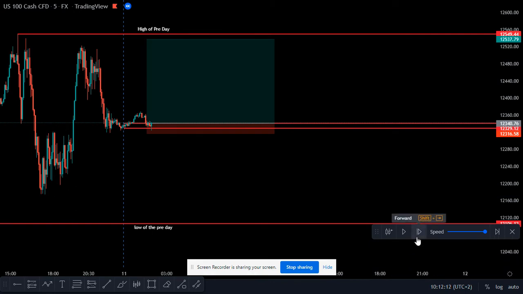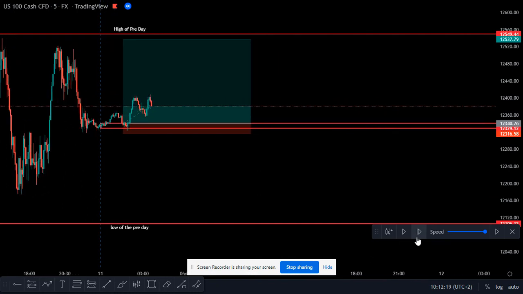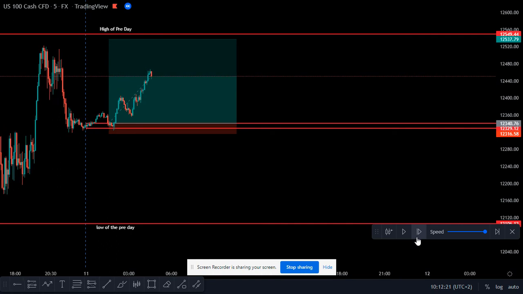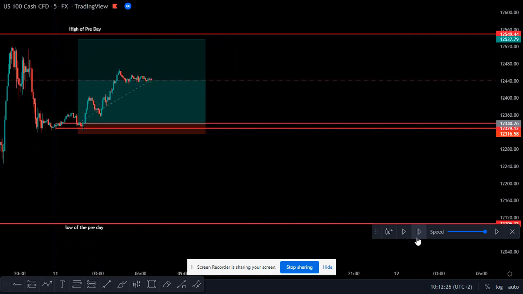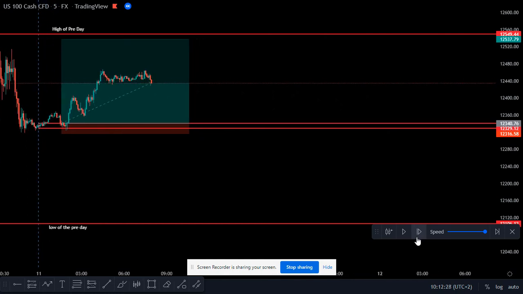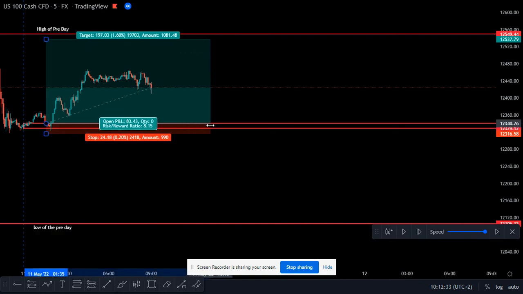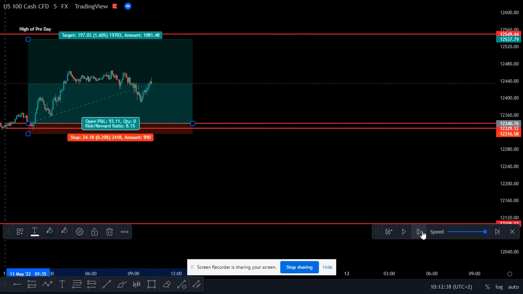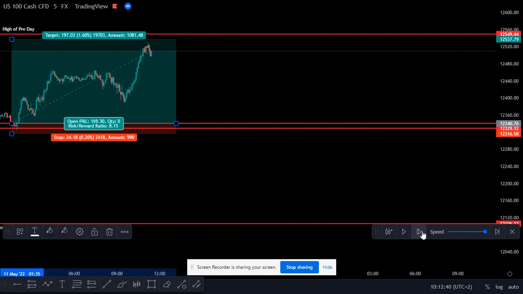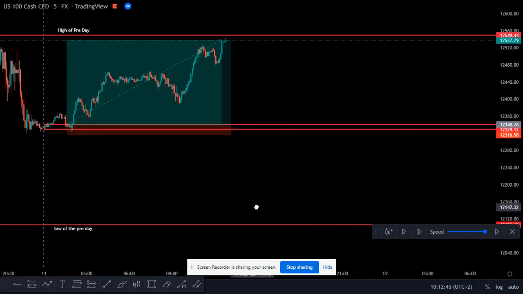So let's see. Our buy limit would be triggered now. See what happens to the price. So we'll be in deep profit. Now remember, when it reaches that high, we're going to take another trade. So we just let price play out. Then it reaches our take profit.